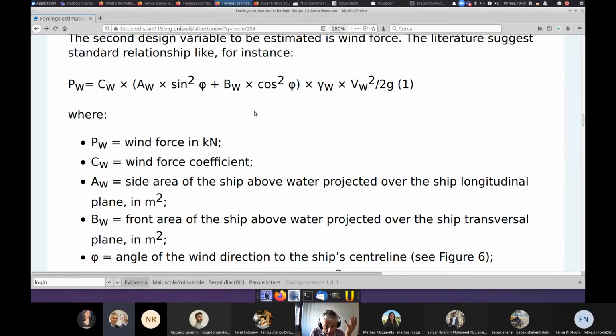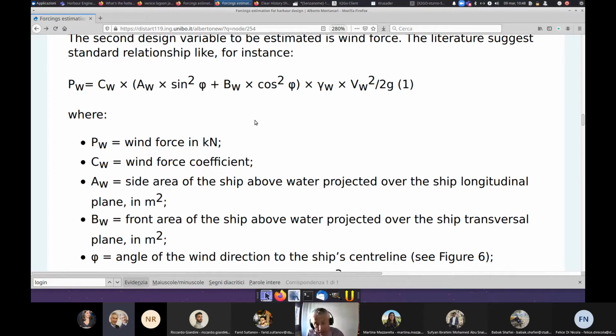And these are the windage areas of the ship. They are a ship behavior. They may be given by the producer, or they may be given by the authority that is in a way authorizing the ship to circulate, okay?